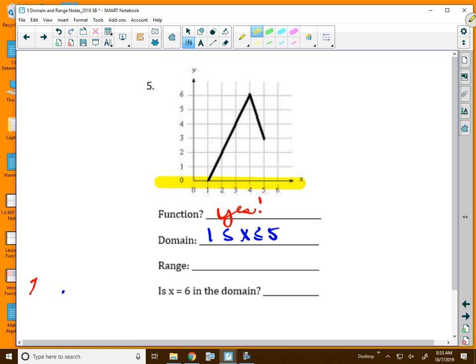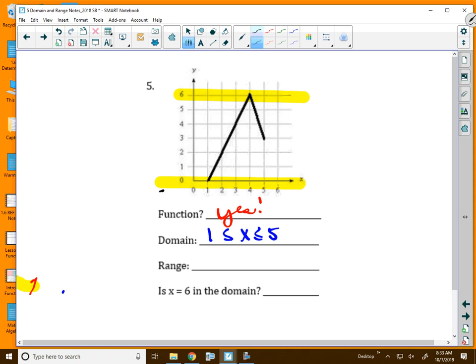So we start here. Where's my highest point at? 6. So do you see domain is here, range is here? Okay. So what's my lowest range? My lowest y value? 0. 0, and it goes up to 6.